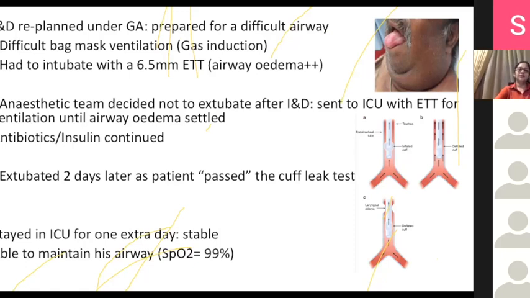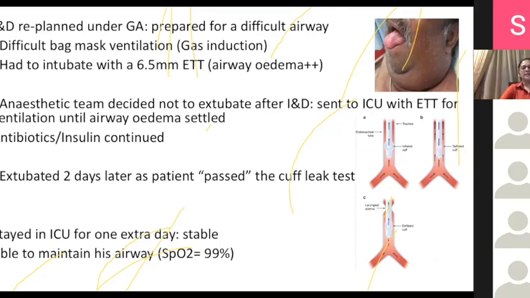Again, the team prepares for a difficult airway. And as anticipated, it becomes a difficult bag mask ventilation. They do a gas induction at this point as well, but they had been struggling during the second surgery with ventilation. However, they managed to intubate this patient, but this time with a smaller size endotracheal tube, because there is significant airway edema. So they managed to put a 6.5 millimeter endotracheal tube in this patient.